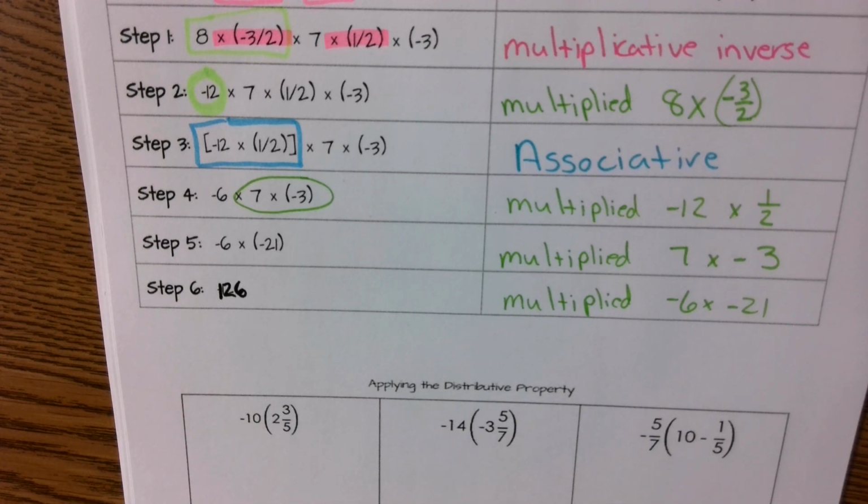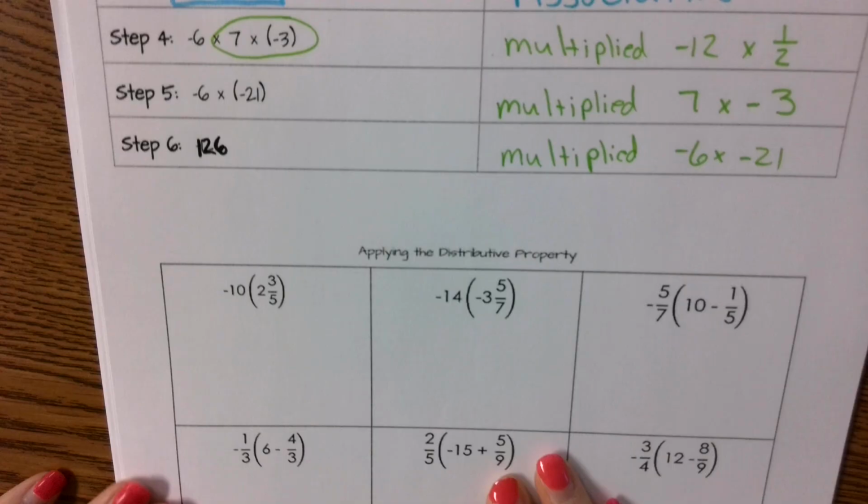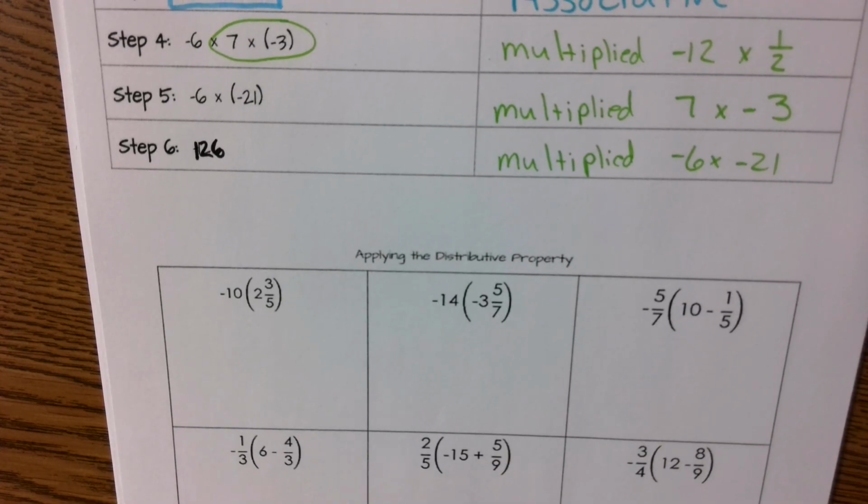All right. Now, taking a look at applying the distributive property. Distributive property is actually really helpful when you are multiplying integer values with rational numbers, especially if those rational numbers happen to be mixed numbers, because you can basically pull apart your mixed number.